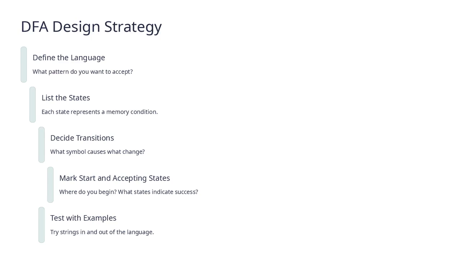DFA design strategy. When you design a DFA, define the language clearly. What pattern do you want to accept? List the states you'll need. Each state equals a memory condition. Decide transitions. What symbol causes what change? Mark the start and accepting states. Use δ* if needed to analyze longer strings. Test with examples. Try strings in and out of the language.